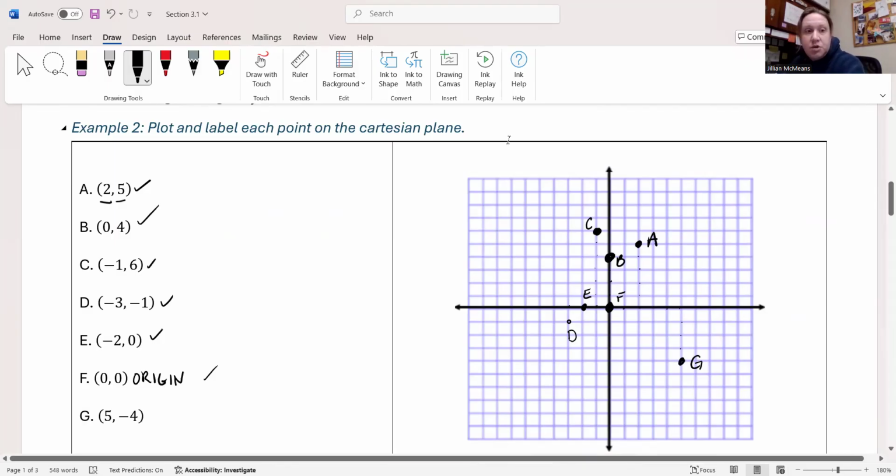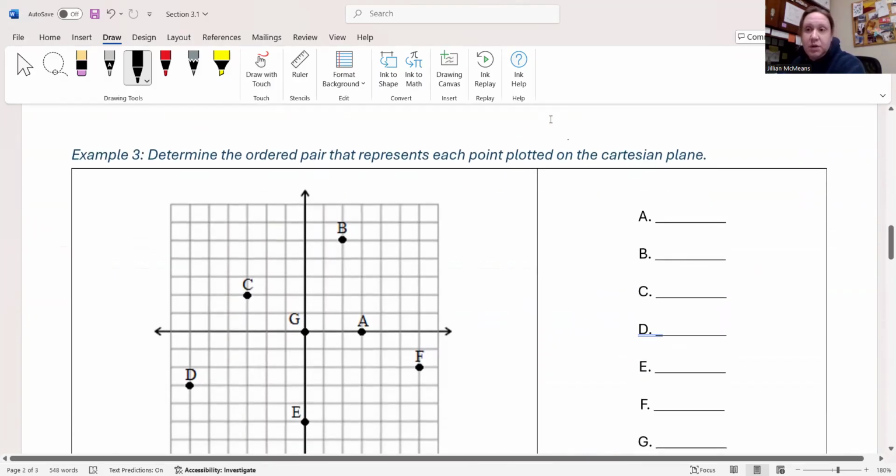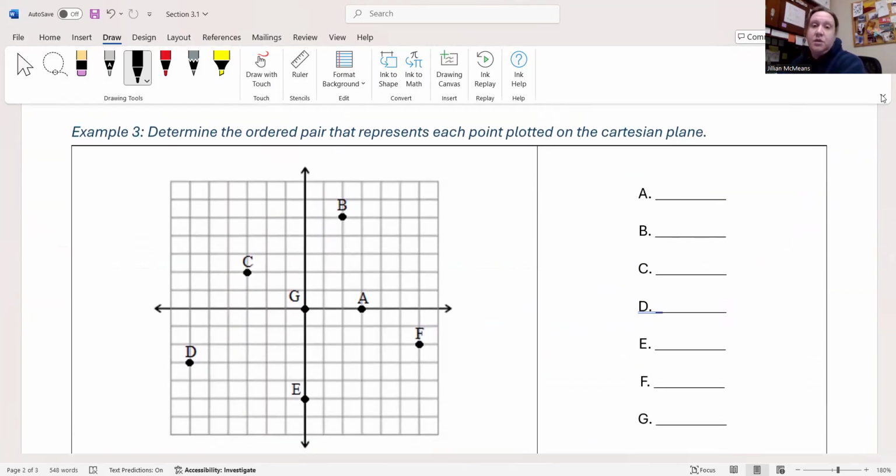All right. So finally, it's not even topic 3, it's example 3. We'll do this one, and then the next video will be topic 3. It says, determine the ordered pair that represents each point plotted on the Cartesian plane. So now we're just doing basically the opposite of what we did in the previous example. For example 1, we were plotting the points. Now points have been plotted. We need to tell what that ordered pair would have to be.